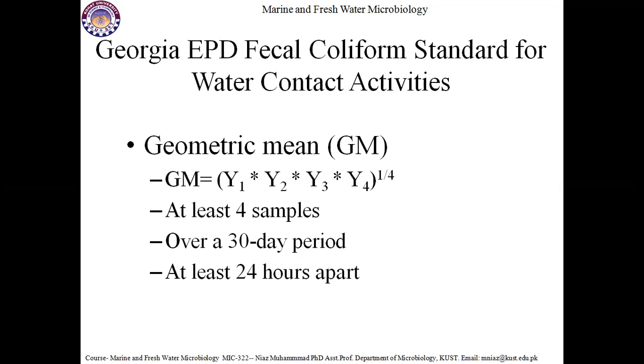So, how can we calculate the water standard for that? We have to calculate the geometric mean. For the geometric mean, we have to collect 4 water samples in a 30 day period, in 30 days, at least 24 hours apart from each other.